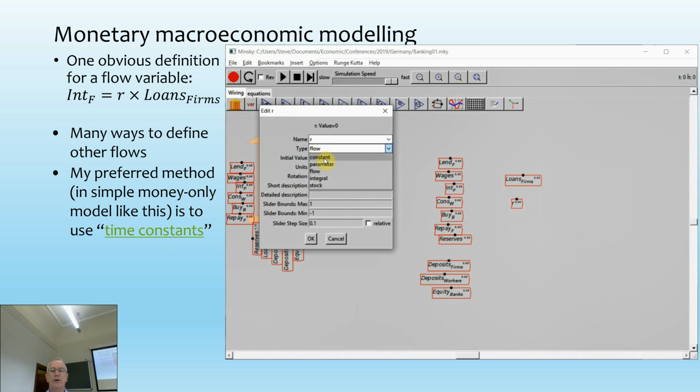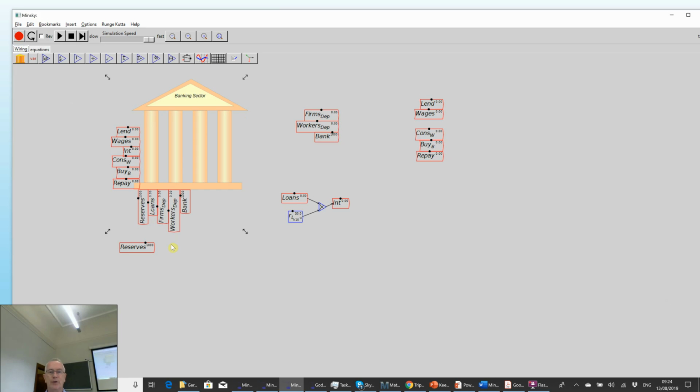Now, how do you define the flows themselves? Because rate of interest times loans is pretty obvious. What about how do you define wages? How do you define purchases by consumers and so on? The way that I prefer to do it, it's not the only way by far, but I think it's the most intuitive way, is to say that the flows are based on the stocks. Okay? And the simplest way to base them on the stocks is to say that there's some flow rate linking the flow to the stock.